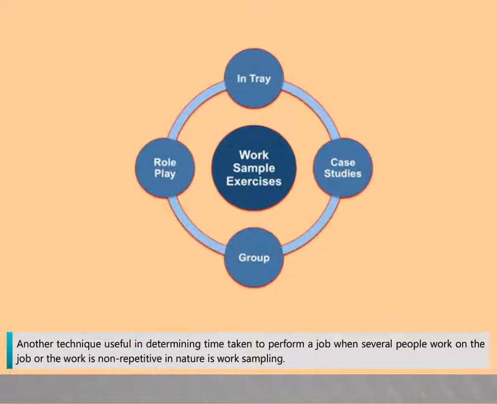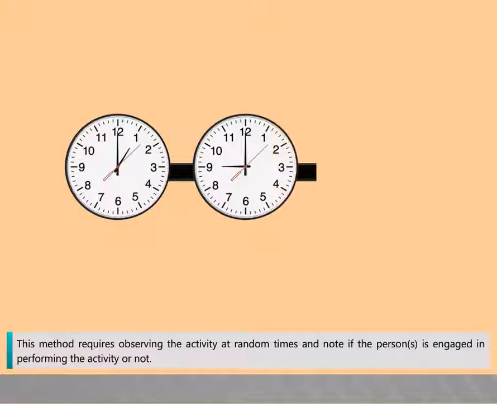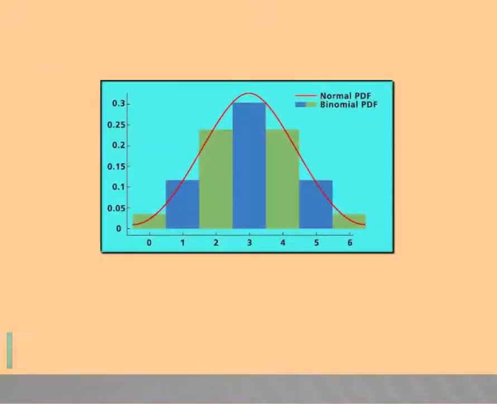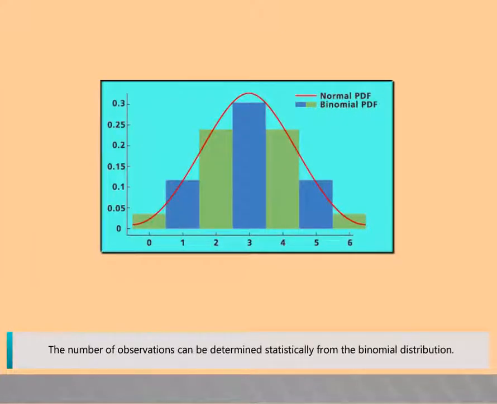Another technique useful in determining time taken to perform a job when several people work on the job or the work is non-repetitive in nature is work sampling. This method requires observing the activity at random times and noting if the person, that is S, is engaged in performing the activity or not. The number of observations can be determined statistically from the binomial distribution.